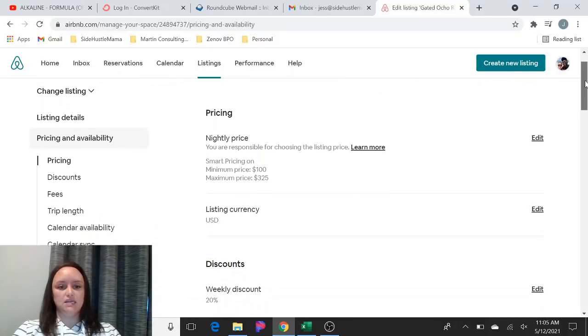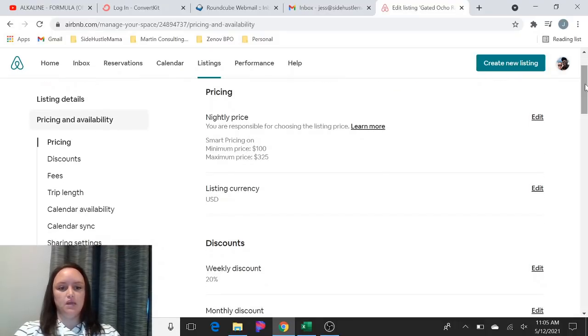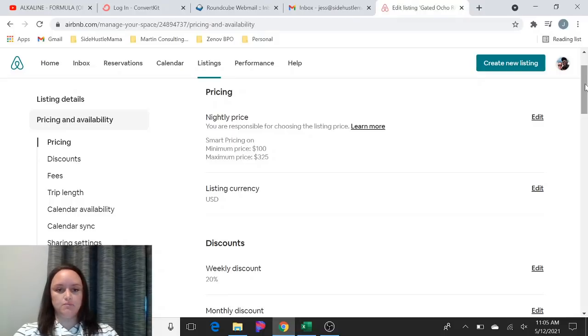Here on the pricing page, you have a few different options to fill in here, and make sure you fill this out when you're setting up your listing to make sure you get the right price.